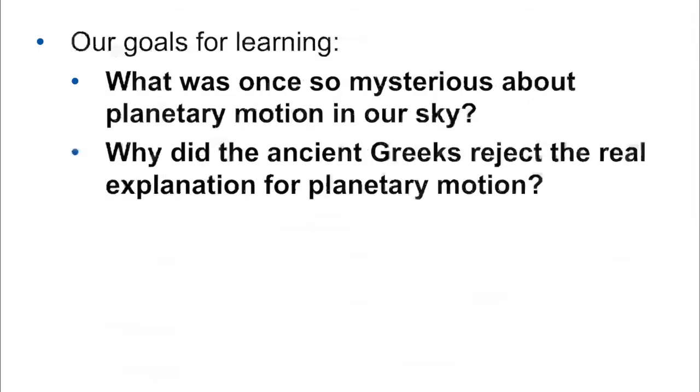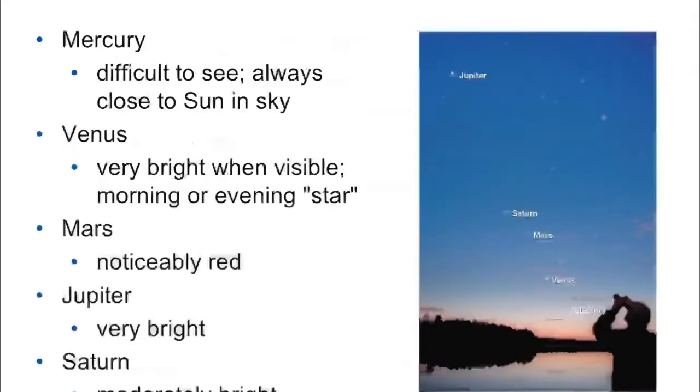Okay? All right, our final section of this chapter: the ancient mystery of the planets. What was once so mysterious about planetary motion, and why did the ancient Greeks reject the real explanation for planetary motion? Okay, so here are the planets that we can see with the naked eye. They're the ones that were known in ancient times. Mercury is quite bright but difficult to see because it is so close to the sun.